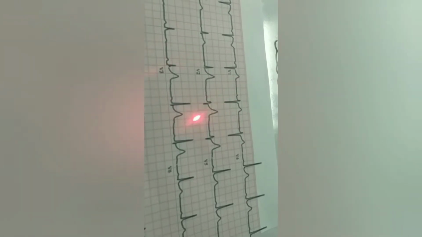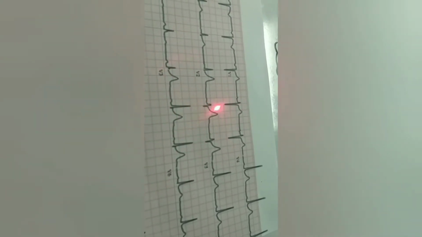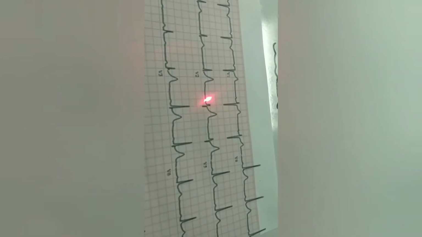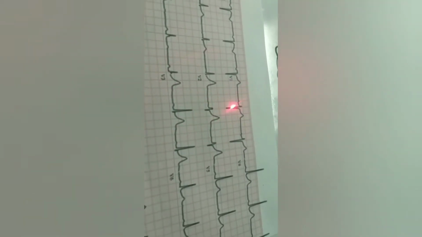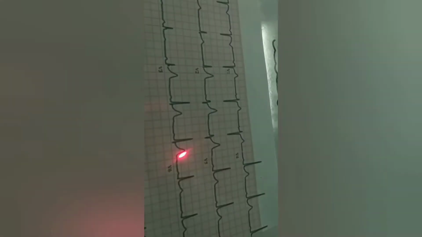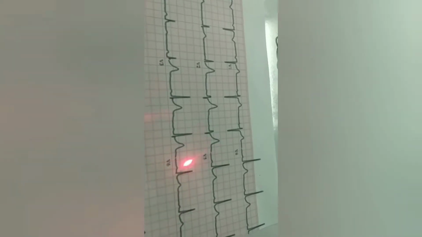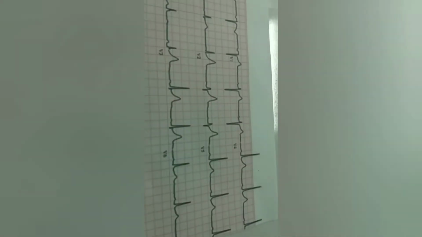In leads V1 and V2, you can find a slightly higher T wave because the R wave is not that high in height. So looking at V1 to V6, there is no ST elevation, no T wave inversion, so there is no sign of acute coronary syndrome.